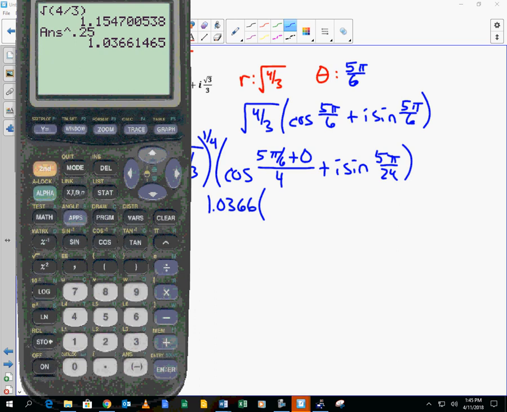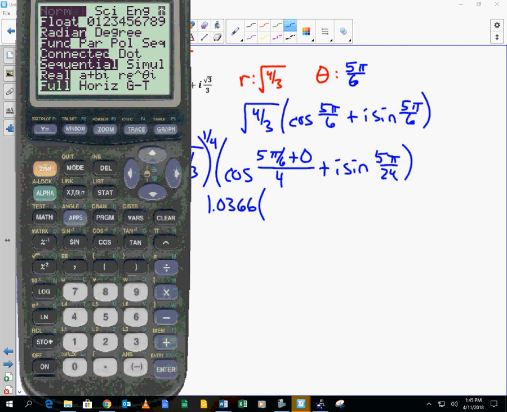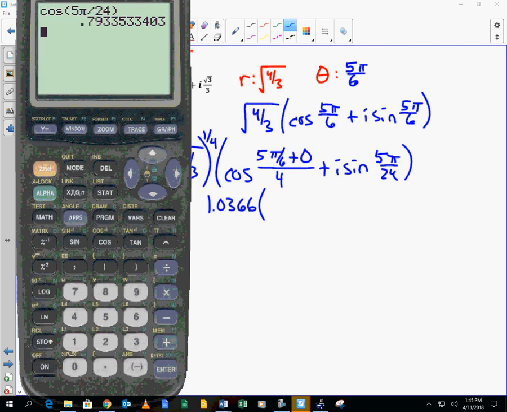And then we know that cosine of 5 pi over 24 is not a nice value, is it? So therefore I do cosine of 5 pi divided by 24. And I get, I don't think I'm in radians. Yeah, I am. Okay, 0.793. And then I do sine of 5 pi over 24, and I get 0.61.